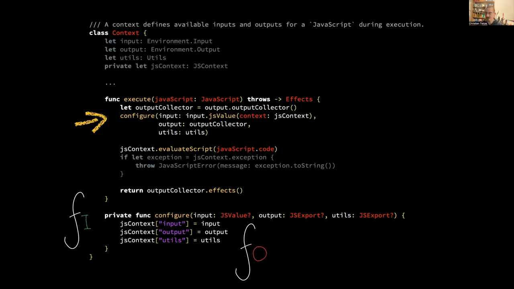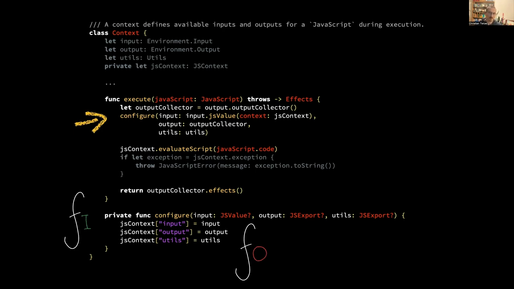There's this execute function. It takes the JavaScript, which is just the code, and then it calls the configure method here. And the configure method injects into the JS context, the JavaScript context from the JavaScriptCore framework, a reference to input, output, and utils. The input function is the input thingy, the output function is the output thingy, and utils is another global variable that is created this way, and it contains some other things. We're not going to look at the utils because they don't do much interesting stuff. But the input and output is interesting for our case here.